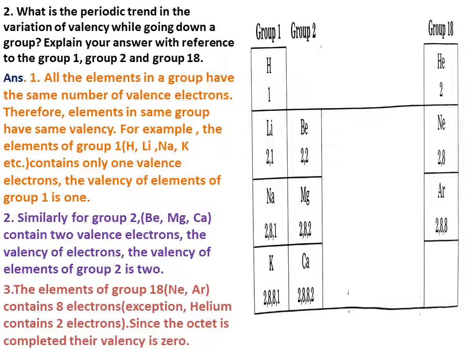Here are the group 1, group 2 and group 18 elements. Hydrogen, lithium, sodium and potassium contain only one valence electron. The valency of elements of group 1 is 1. Similarly, for group 2, beryllium, magnesium and calcium, the valence electrons are 2. So the valency of elements of group 2 is 2. Then group 18: the elements neon and argon contain 8 electrons. The exception is helium. Since the octet is completed there, the valency is 0.